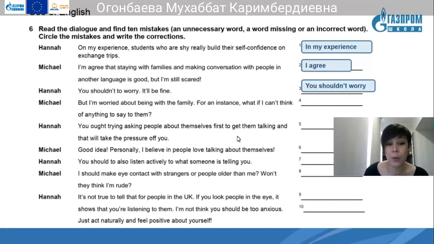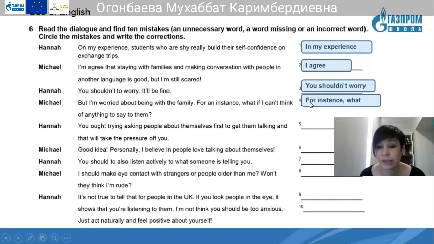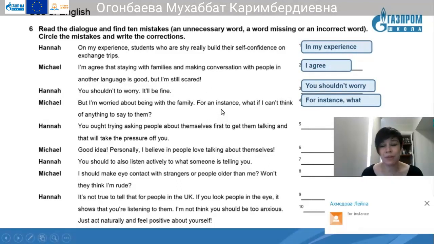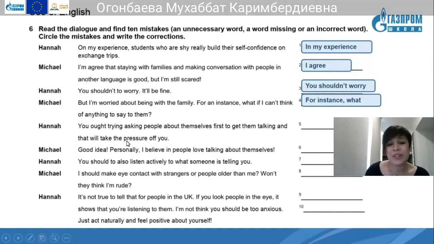All right, but I'm worried about being with the family. For an instance, what if I can't think of anything to say to them? I give you some tip. There shouldn't be an, for instance. It's even difficult to pronounce it. Yes, for instance. You were asking people about themselves first to get them talking, and that will take the pressure off you.